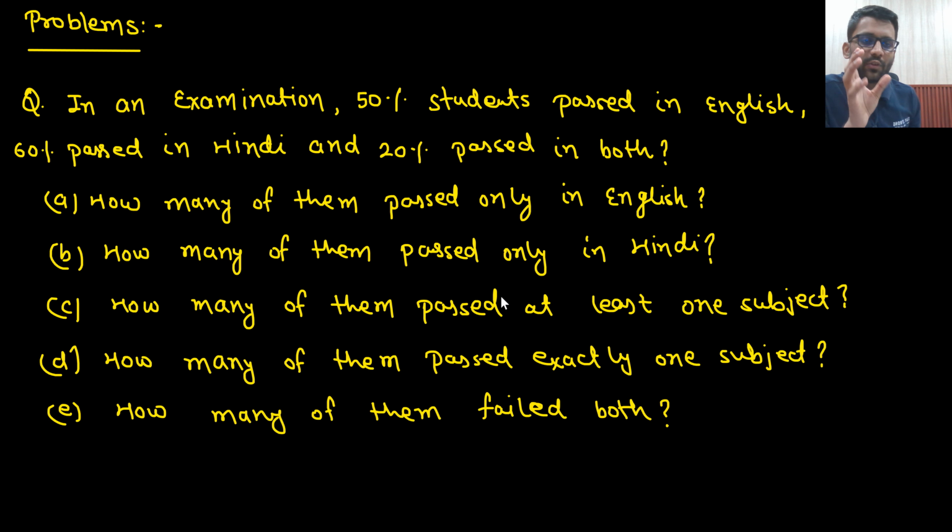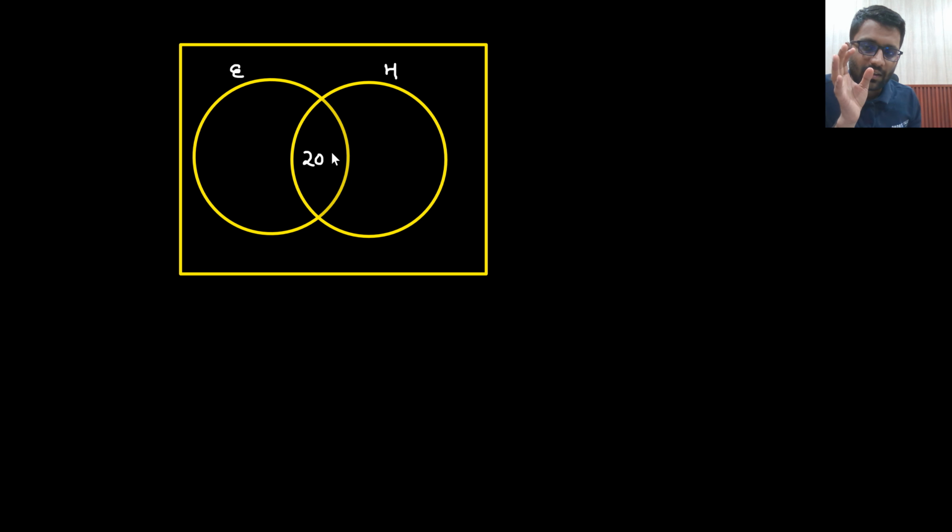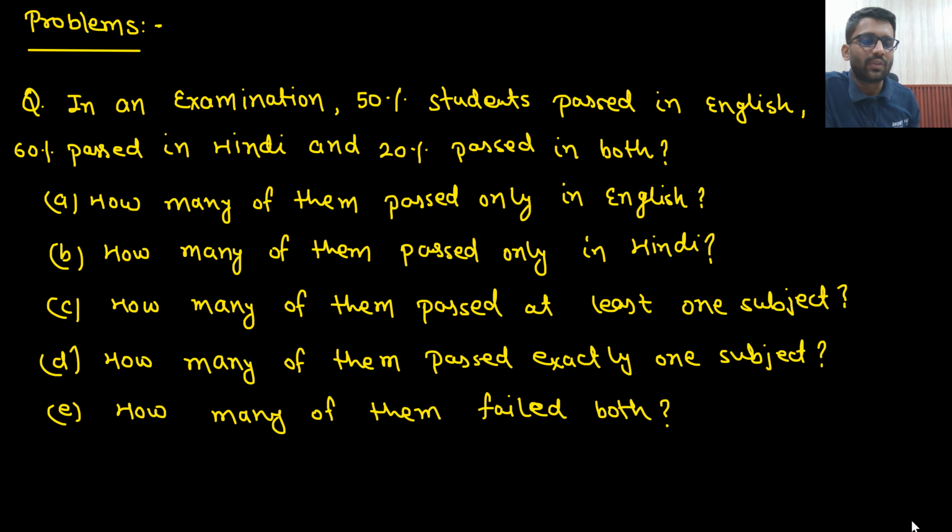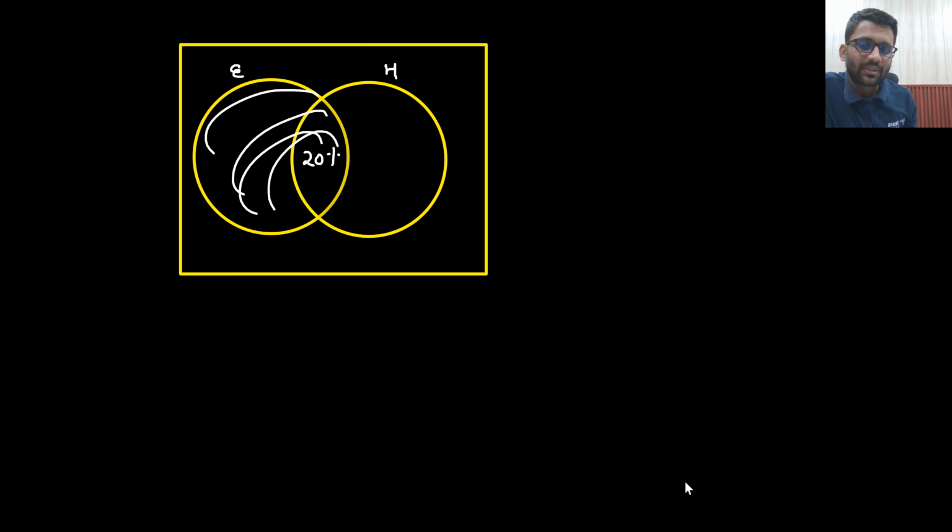Now, what do I do in these kinds of questions? I always try to find what is in common. 20% of the students passed in both. That means 20% is coming here. These guys passed in both Hindi and English. Now, they are saying 50% of the students passed in English. So this part completely is 50%. 20% is already there in common, so the students who passed only in English are 30%. Say yes or no. This total is 50%, so 20% are already in common, so this will be 30%, only the English part. And 60% passed in Hindi. That means this part will be 40%.